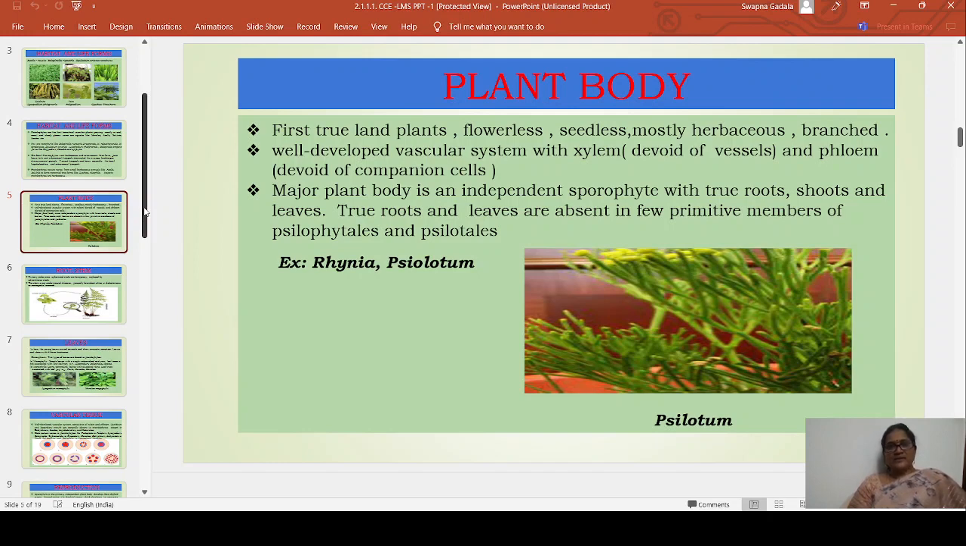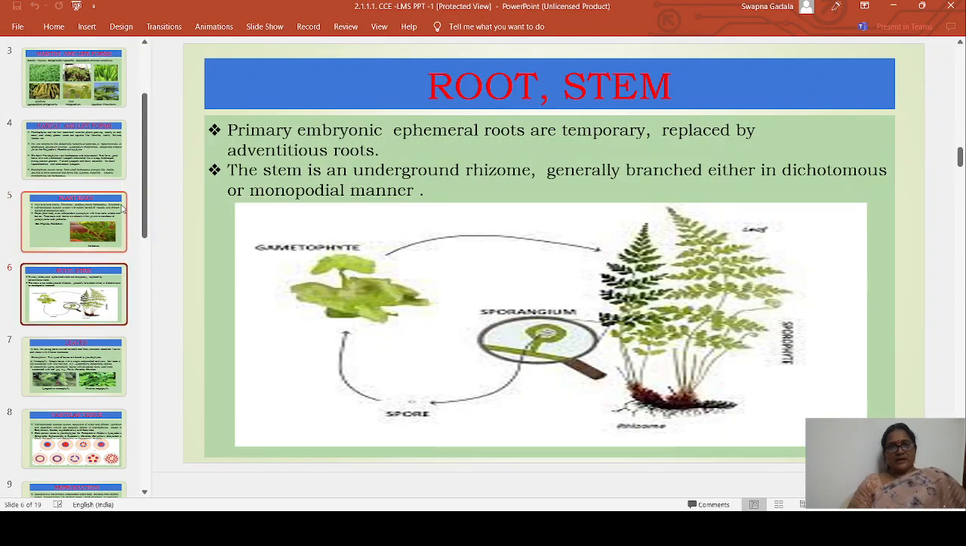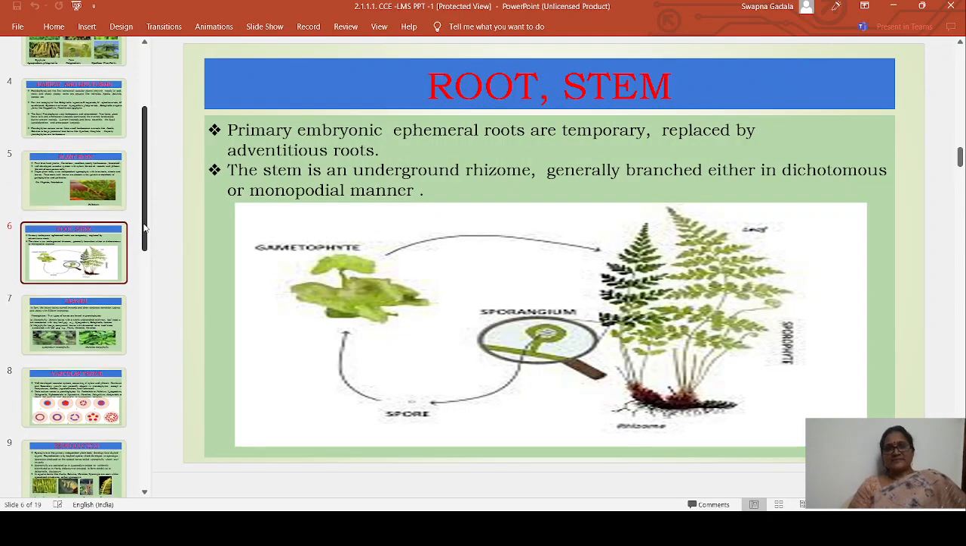But generally, in pteridophytic plants, that is in the sporophytic stage, the plant body consists of true roots, shoots and leaves. And in this slide, you can see the root and stem. So let us know something more about the root and stem of the pteridophytes. In the embryonic stages of the pteridophytes, the roots are ephemeral. Ephemeral means temporary, and during growth, they are replaced by the adventitious roots, which will be permanent.